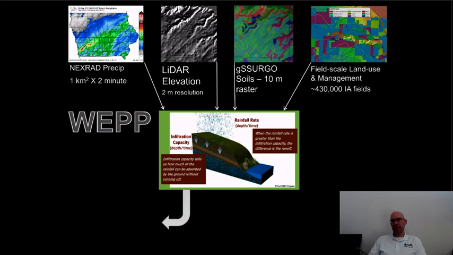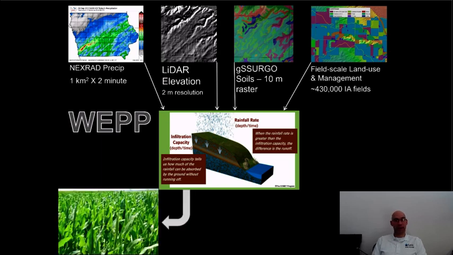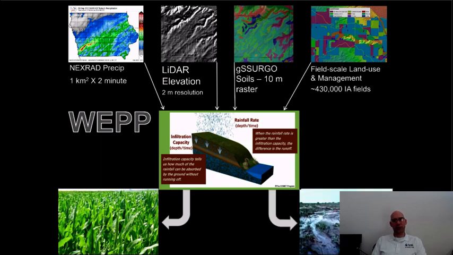And what do we estimate? We estimate crop growth, the water extraction by the crop, and the residue cover produced by the crop, and we also estimate the runoff and erosion processes that are occurring in the landscape as the result of that precipitation.